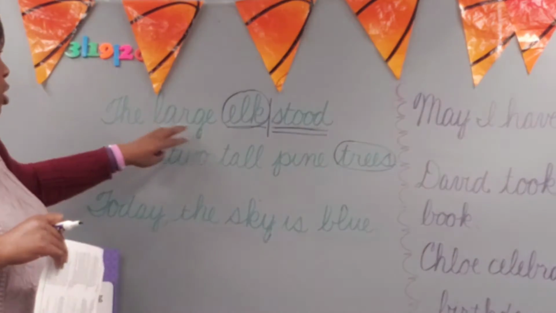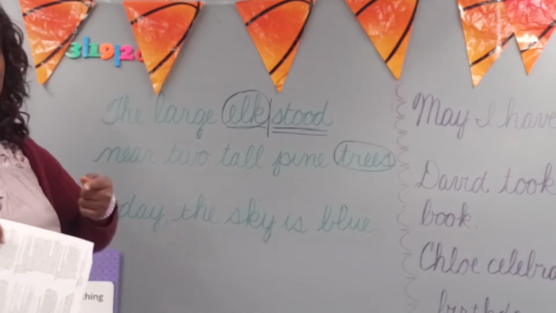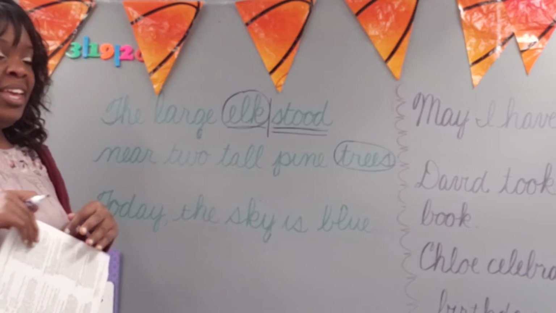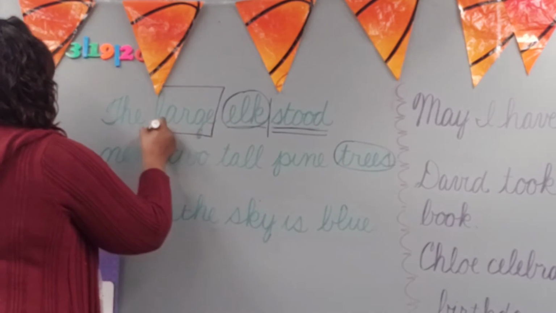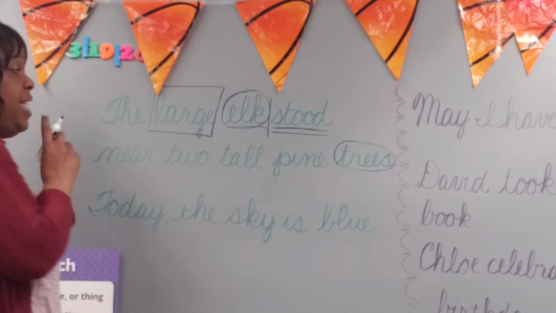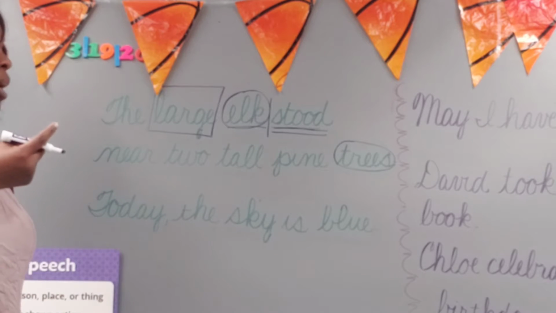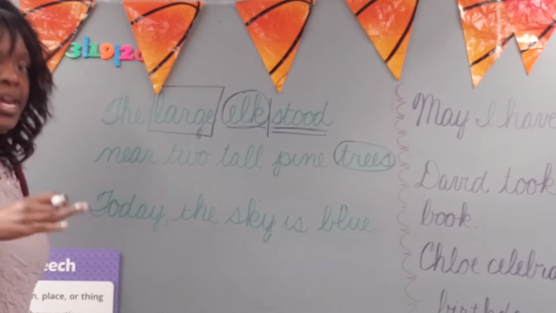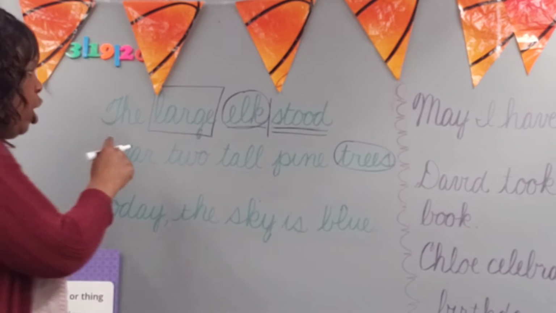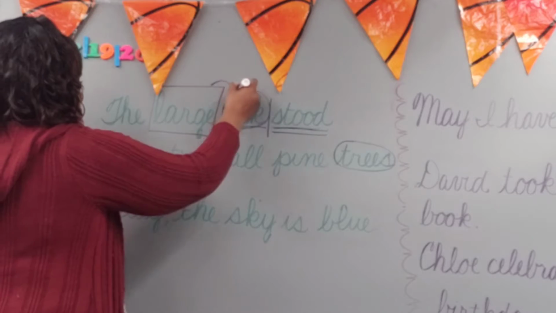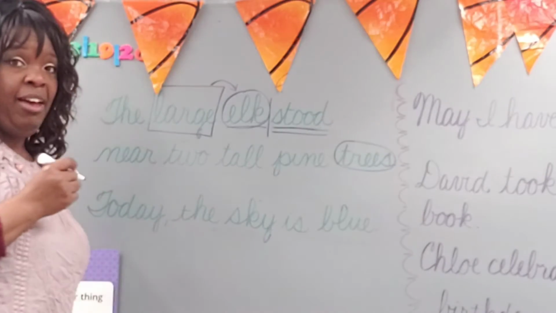When we look at the large elk, what kind of elk? Large, very good. So put a box around large because that's what's describing elk. What kind of elk? Not small elk, not baby elk, not humongous elk, but large elk. And then draw the arrow to show that that's describing elk.